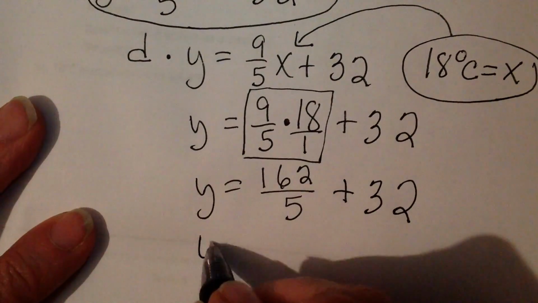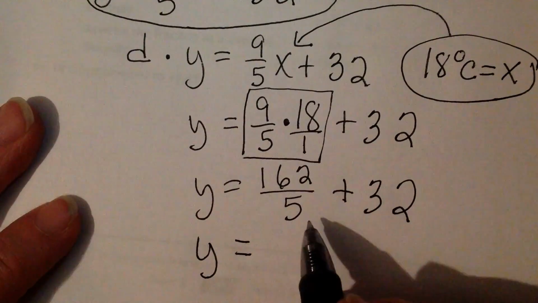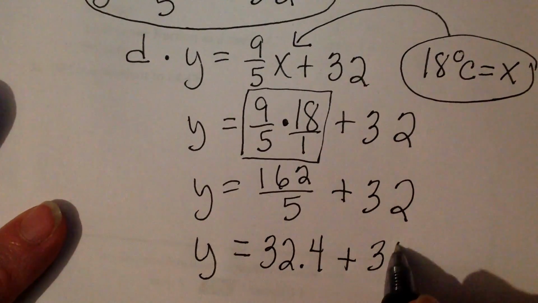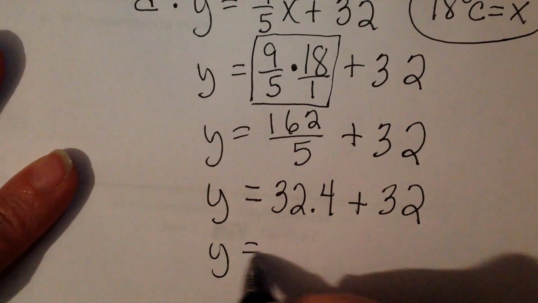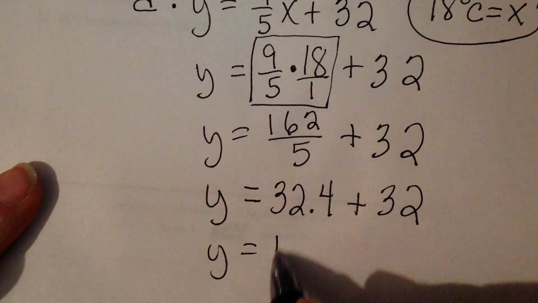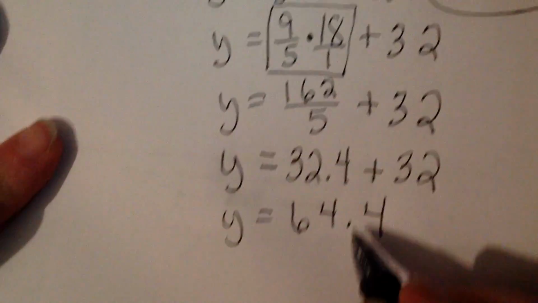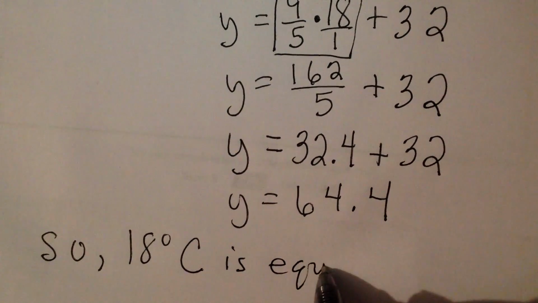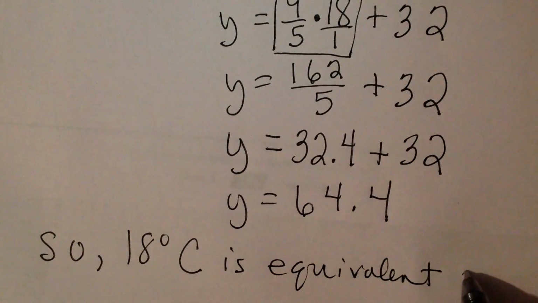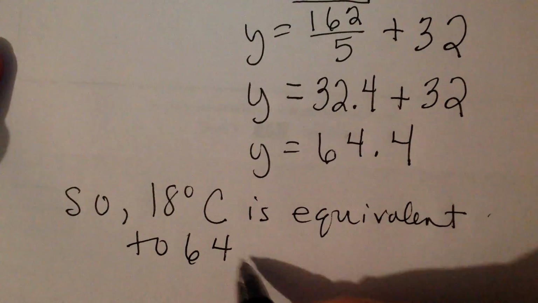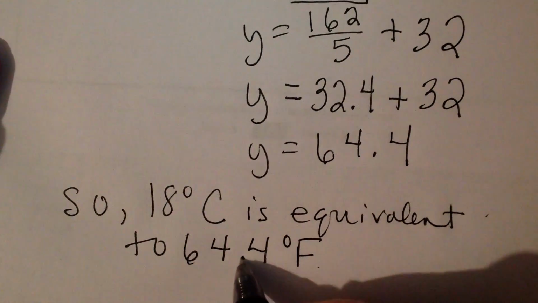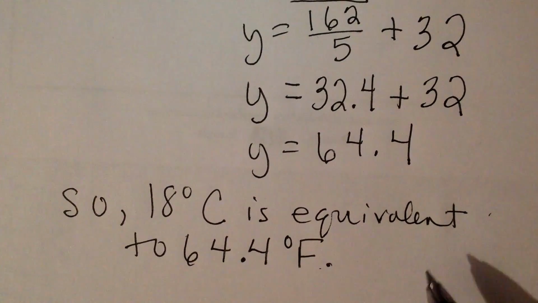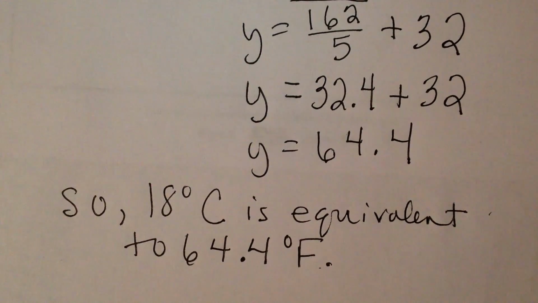Now we can change that fraction to a decimal. 162 divided by 5, if you punch that in on your calculator, you will get 32.4 plus 32. Continuing on your calculator, 32.4 plus 32 gives you 64.4. So, this is what we found out. 18 degrees Celsius is equivalent, which means equal, to 64.4 degrees Fahrenheit.